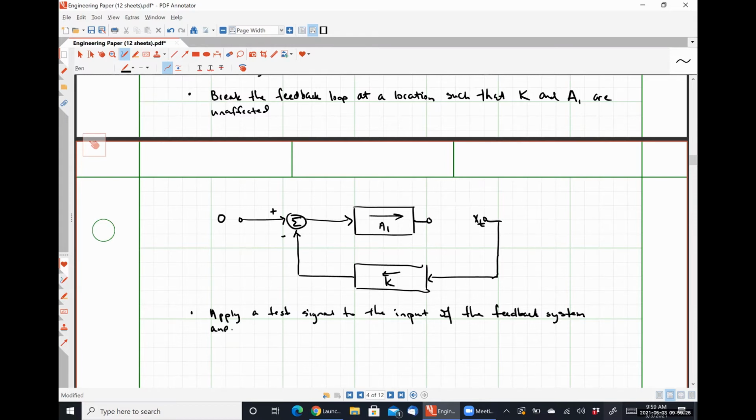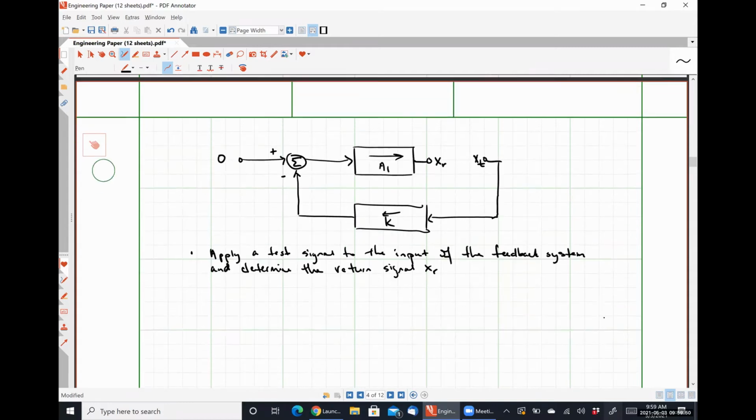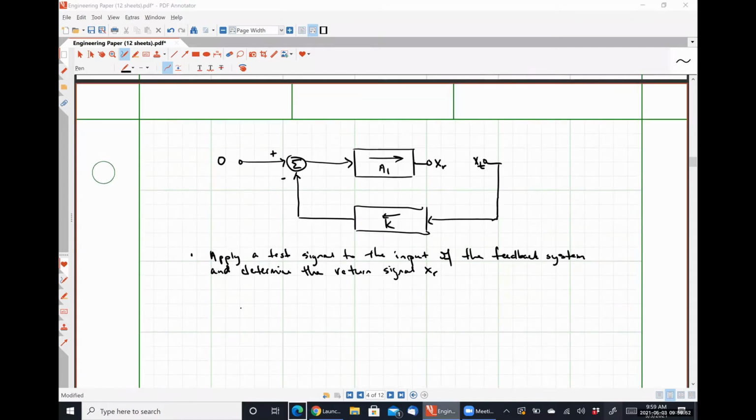And determine the return signal, X sub R. So we'll measure X sub R at the output of the amplifier. Okay. So if we just analyze this simple loop, we can actually get a pretty reasonable relationship.